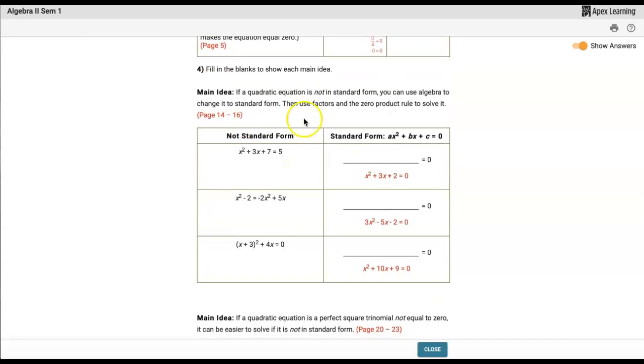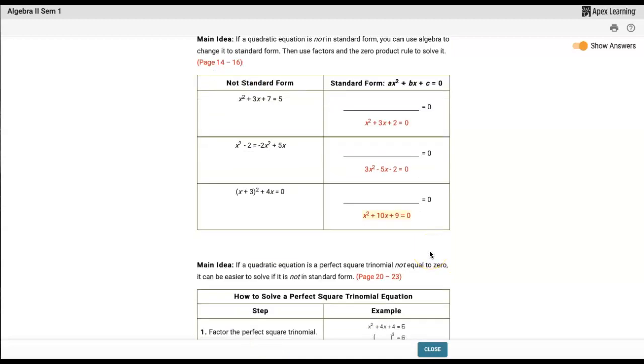Okay, number 4 here. Not in standard form, putting it in standard form. So all we did was we moved 5 to the other side by doing subtraction. Okay, for this one, we had to move the entire minus 2x squared plus 5x to the other side of the equation. All right, so we moved everything to one side. For this one here, we had to multiply out x plus 3 times x plus 3. Then we had to combine like terms, so we ended up with x squared plus 10x plus 9 equals 0.